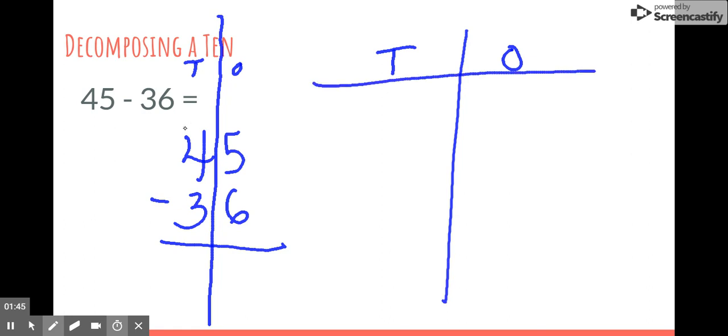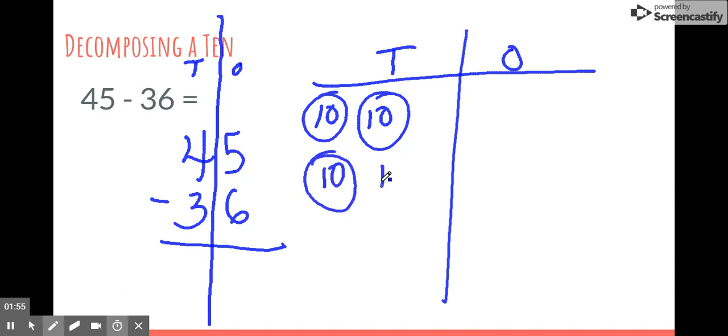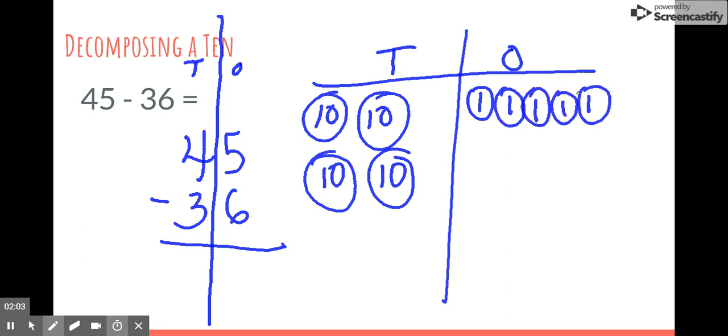And we're going to draw out this number 45. We see we have 4 tens and 5 ones, so we're going to draw that out with place value discs. 4 tens and 5 ones. Now we're taking away 6 ones. We don't have enough, so we're going to have to make some more ones. Well, to make some more ones, we just borrow from the tens place. We decompose a 10 because we know 1 ten is the same as 10 ones. So we're just going to unbundle it, or we're going to decompose it.